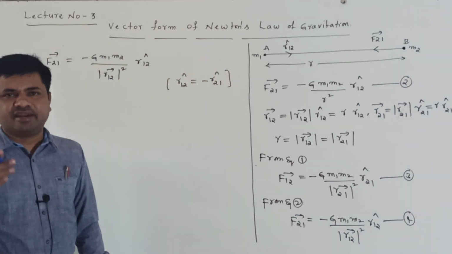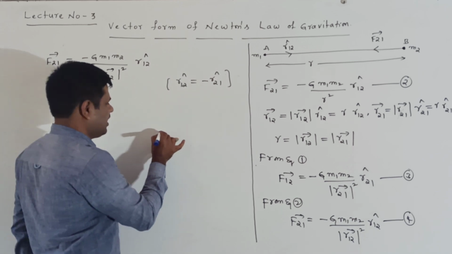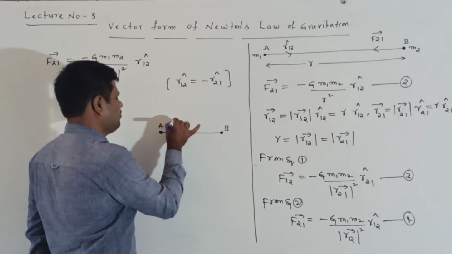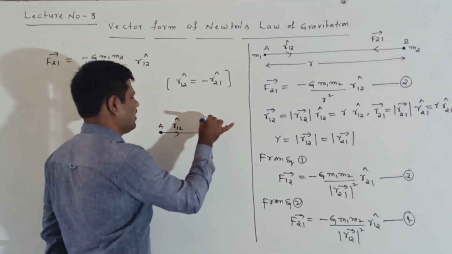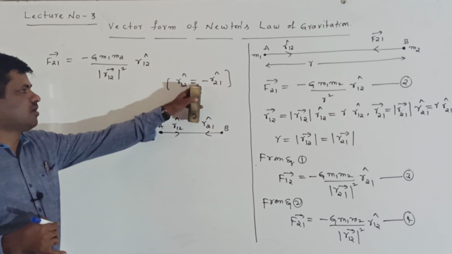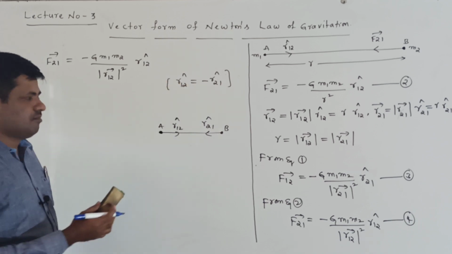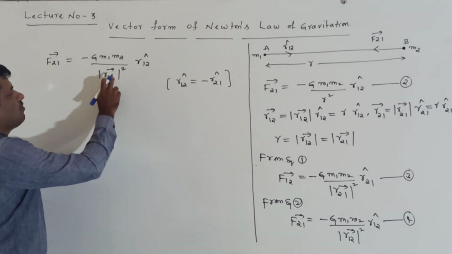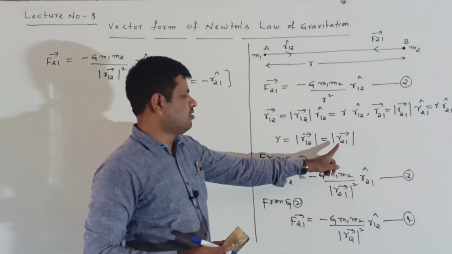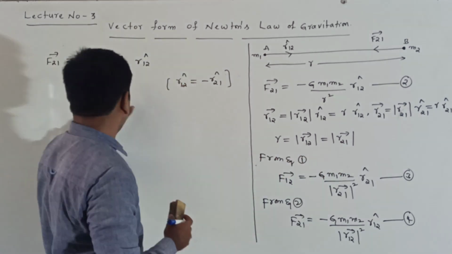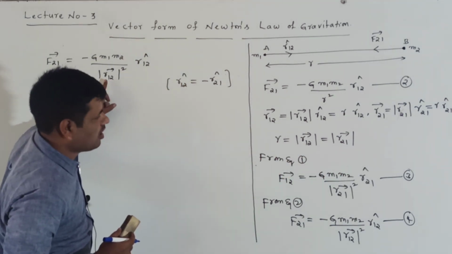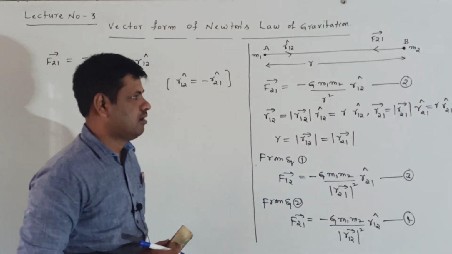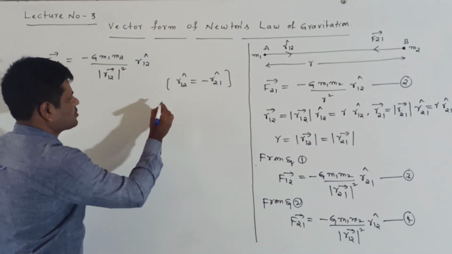Both are in opposite direction. In the diagram you can observe, the A to B unit vector is R12 cap, and the B to A unit vector is R21 cap. Both are in opposite directions, so I am writing minus because these are vectors, and directions are also considered. Here mod R12 bar is written as mod R21 bar. Both are equal. So now I am changing the equation.